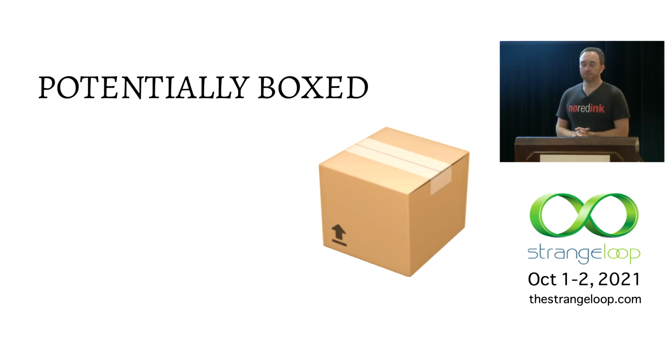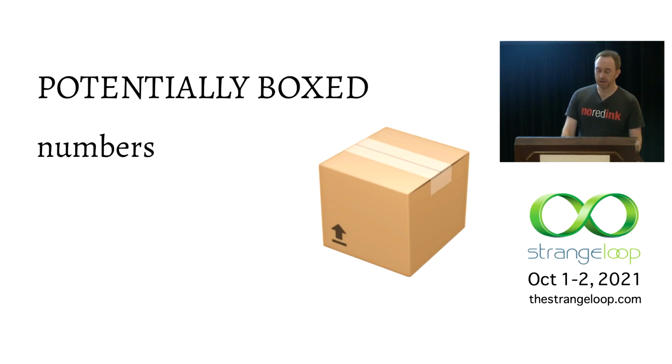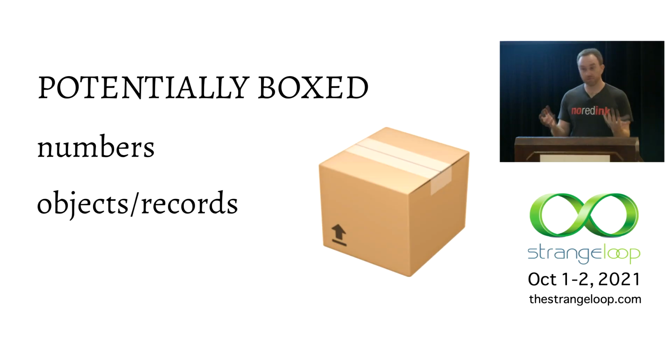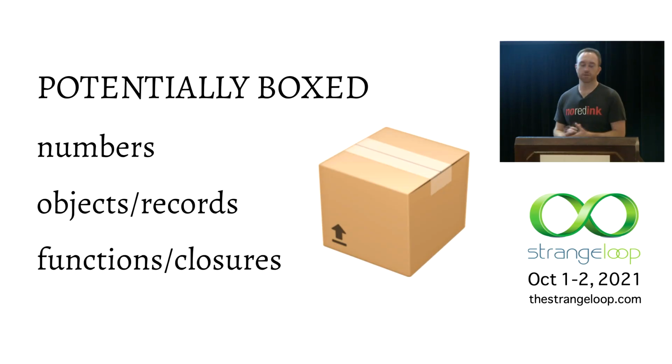I mentioned boxing, so boxing basically referring to things being allocated on the heap, which generally is a lot slower than allocating them on the stack or in registers. Some things that can be boxed include numbers, so like in Python, numbers are boxed, for example. That means that doing number stuff in Python is generally a lot slower, and why you have libraries like NumPy and stuff to speed that back up. Objects and records are also very commonly boxed depending on the language. Functions and closures are also potentially boxed depending on the language. Basically, that's just another source of potential slowness.